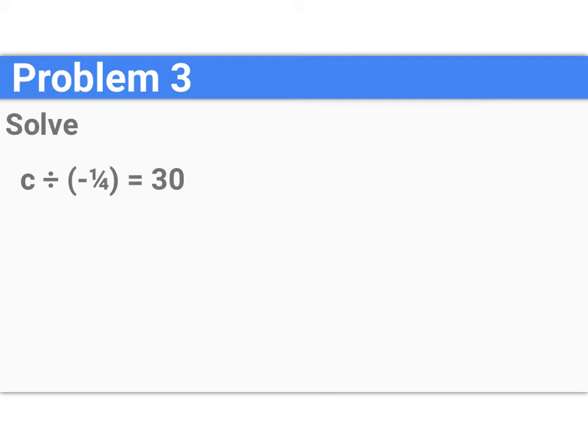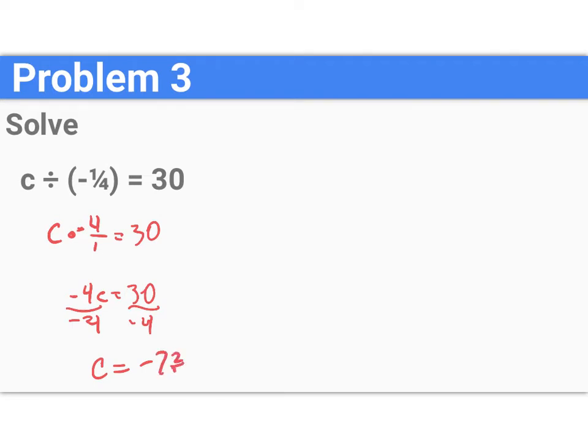Okay. C divided by negative 1/4 becomes C times negative 4 over 1, which equals 30. And then you have negative 4c equals 30. We divide both sides by negative 4. You do not divide by c. The c stays on the left-hand side, and you have negative 30 over 4, which becomes 7 2/4. Reduce your fraction, which is negative 7 1/2.